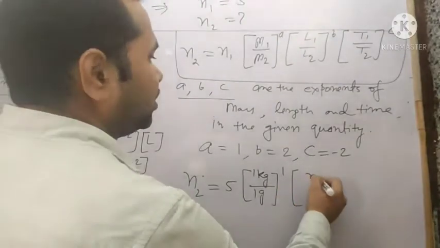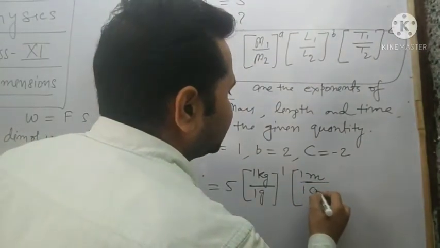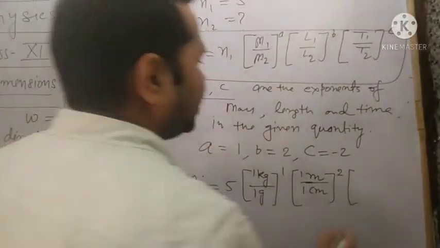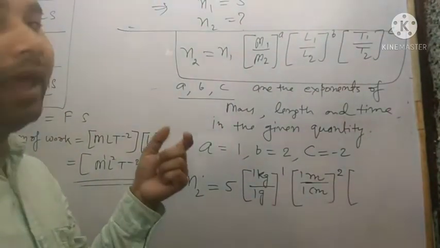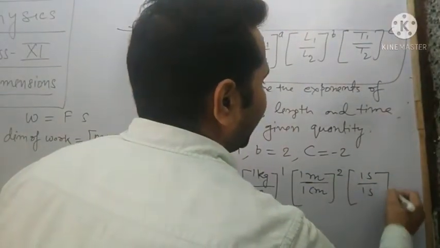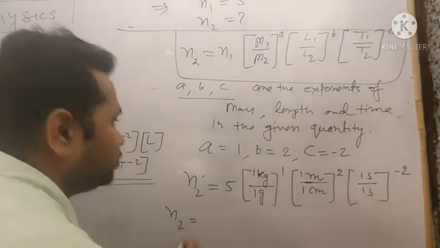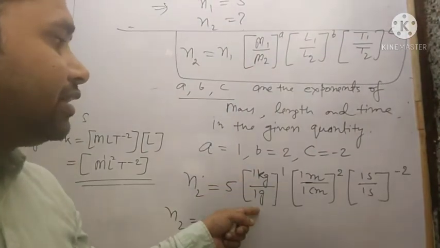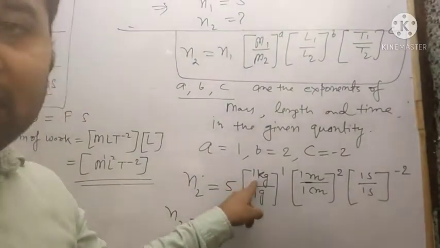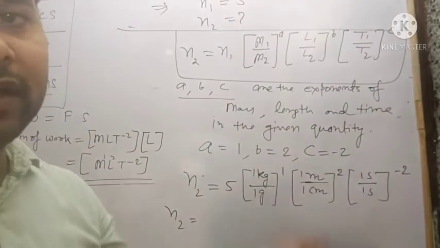L1 means the unit of length in the first system, it is meter, and in the other system it is centimeter, to the power b, which means 2. And for time, you know that in the MKS system or in the CGS system both are second, so this is 1 second, and to the power c means minus 2. Finally n2 equals, now you know that this is kg, this is gram, and finally you have to convert the value into CGS. So convert kg into CGS, meter into CGS, and seconds are already seconds in any system you check.